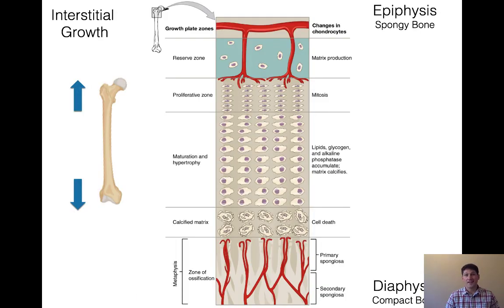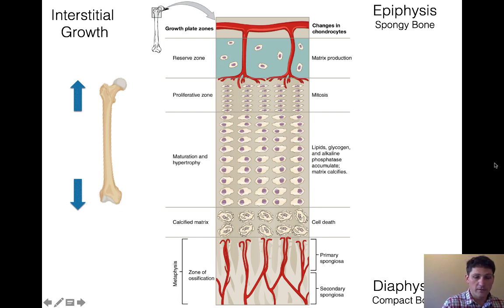Now let's look first at interstitial growth. You can see over here on the left, I've got a femur, and I've got two arrows here. The reason I have these two arrows is to represent that the growth at these growth plates, interstitial growth, is happening between this epiphysis and diaphysis and between this epiphysis and diaphysis, so at both growth plates. This image is basically representing the growth plate up here in the superior or proximal portion of this bone, whereas if we were to flip this around, it would be representative of what's going on down here.